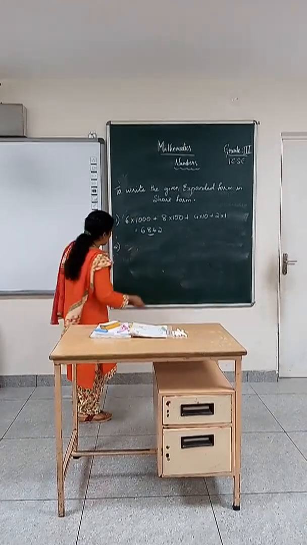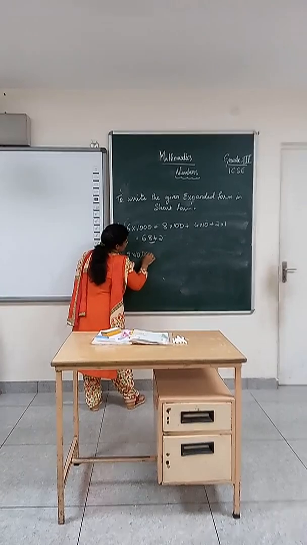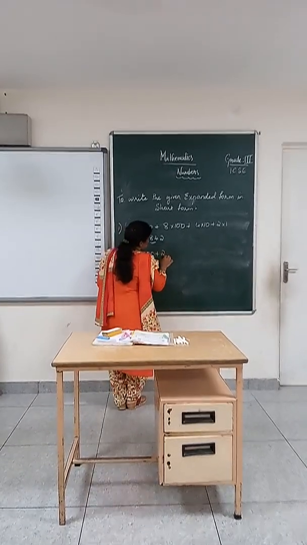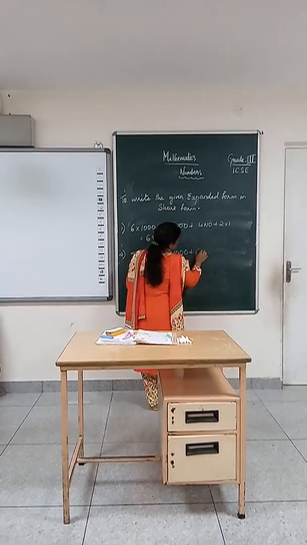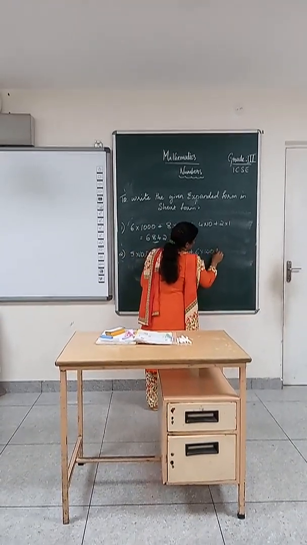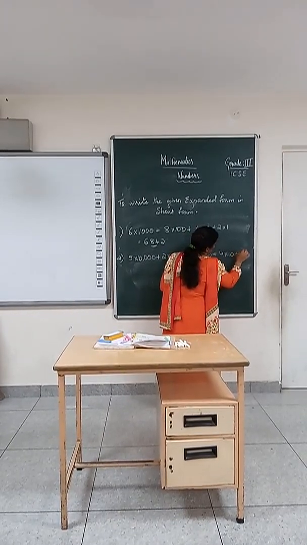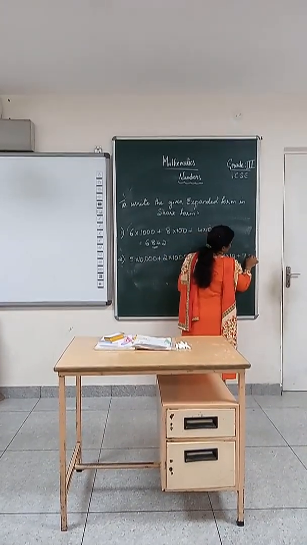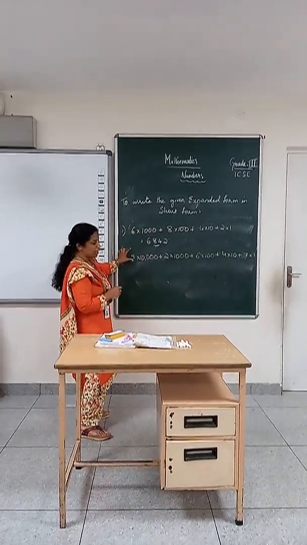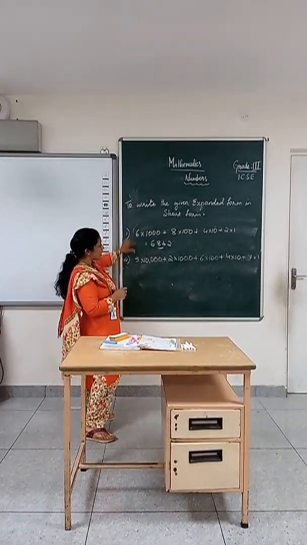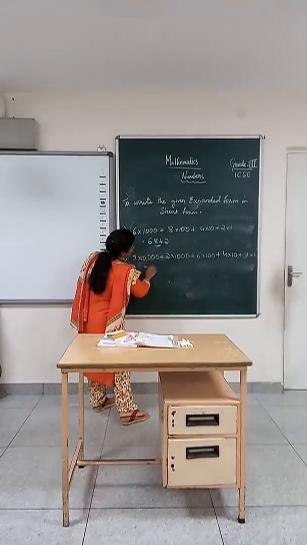So now let me write this. 5 into 10,000 plus 2 into 1,000 plus 6 into 100 plus 4 into 10 plus 7 into 1. So now, see, look at this question now. Now my question, is it ready? Is it correct with the heading? Yes. So now, let me write here.